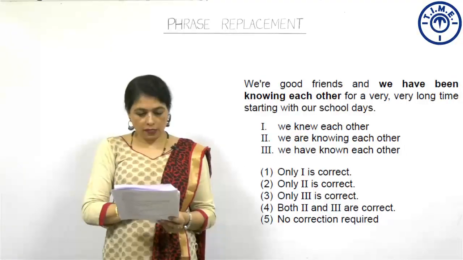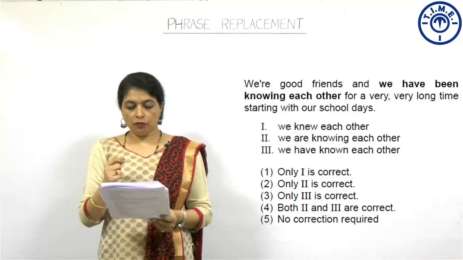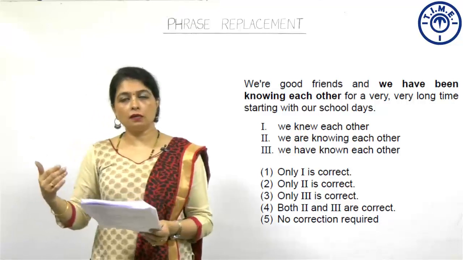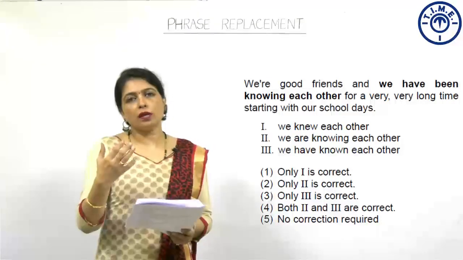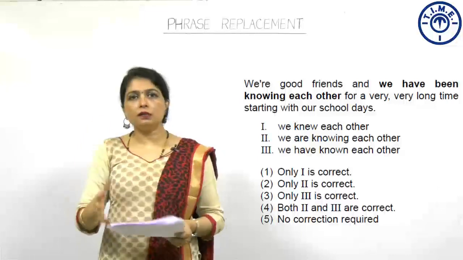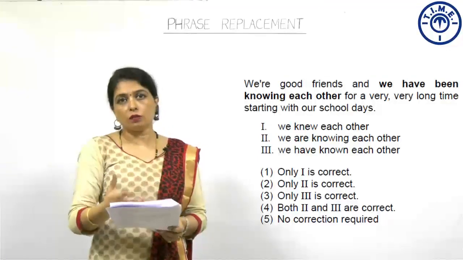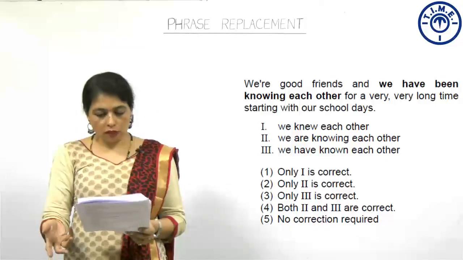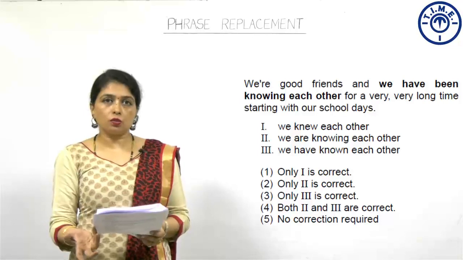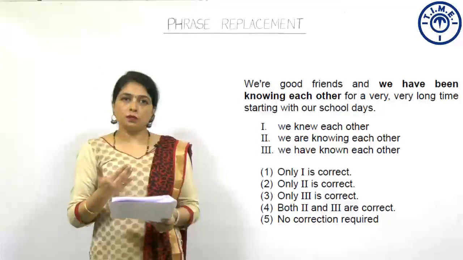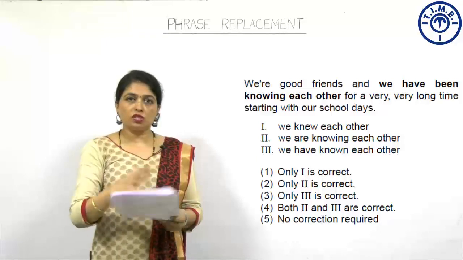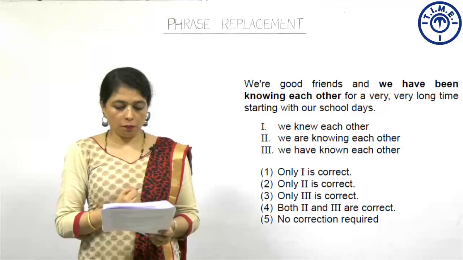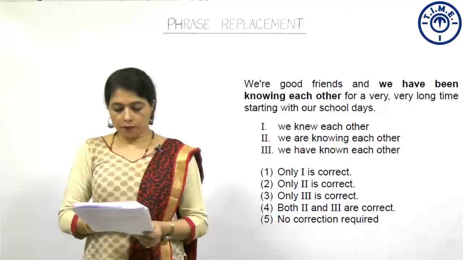The first part says we knew each other. We are good friends and we knew each other. Well, that's not right because it is past tense, and past tense is a situation where things started in the past and ended in the past and they're long forgotten. So, that's not how the situation stands. Fine, we cannot go with 1. We are knowing each other for a very long time, starting with our school days, again brings in the present participle or the present continuous tense, which does not gel with the idea stated about the past. So, we can eliminate this as well.